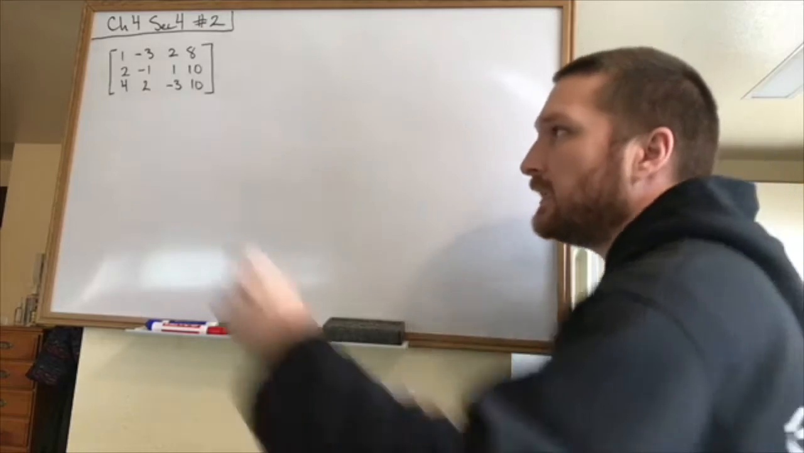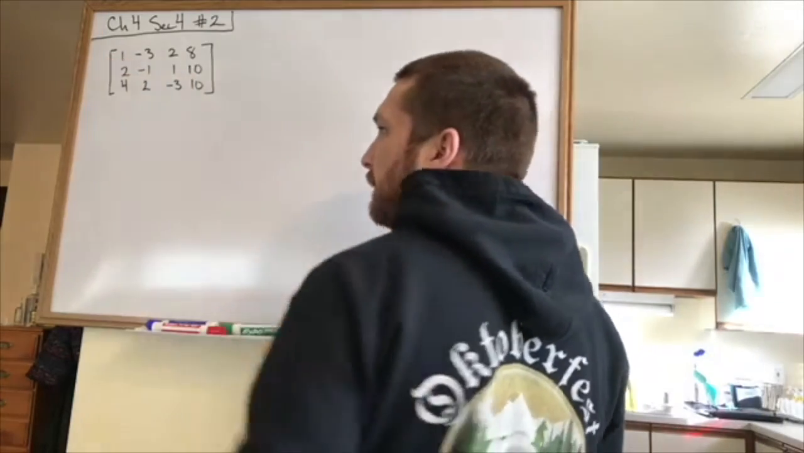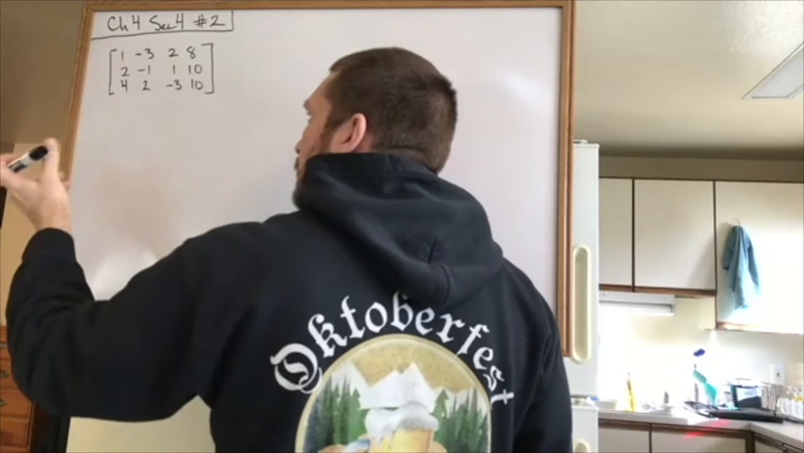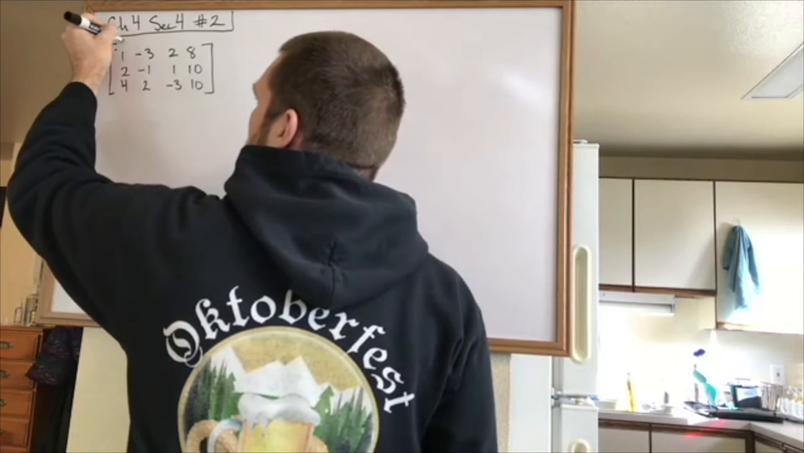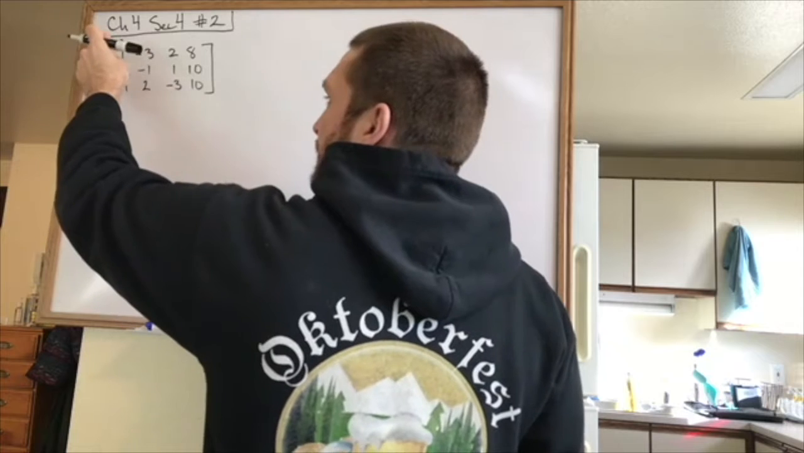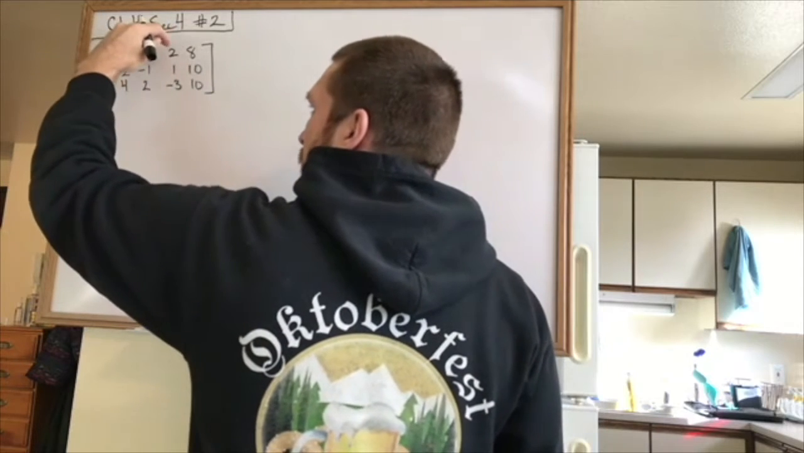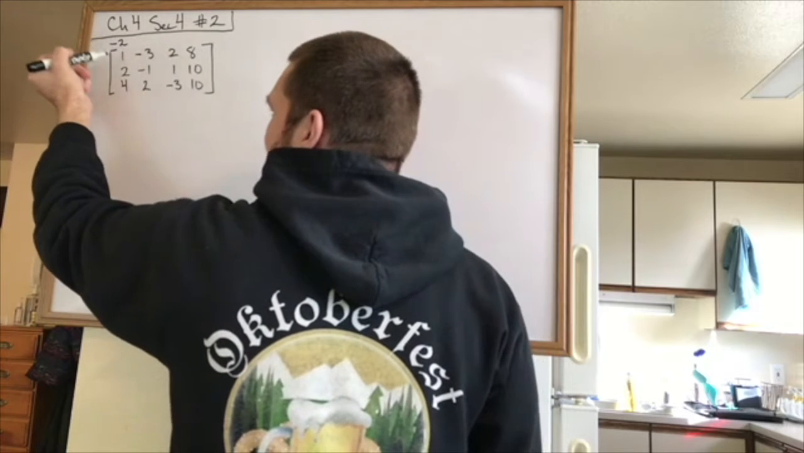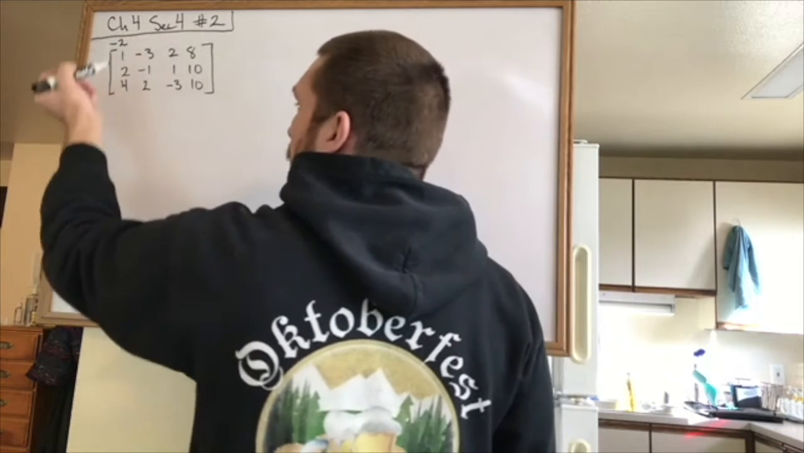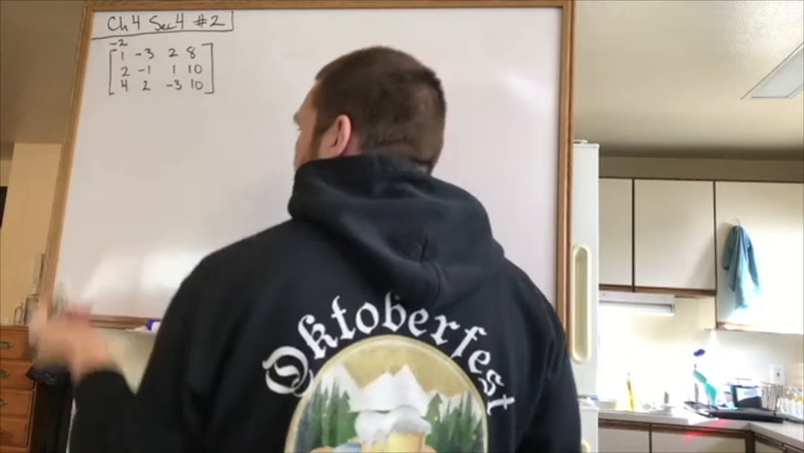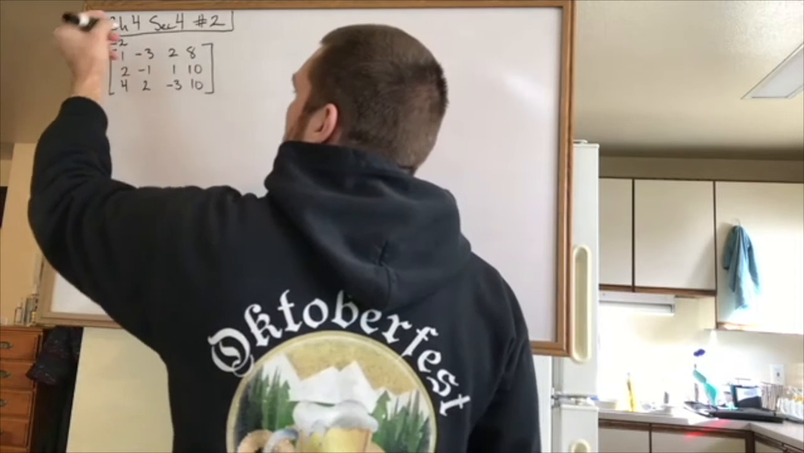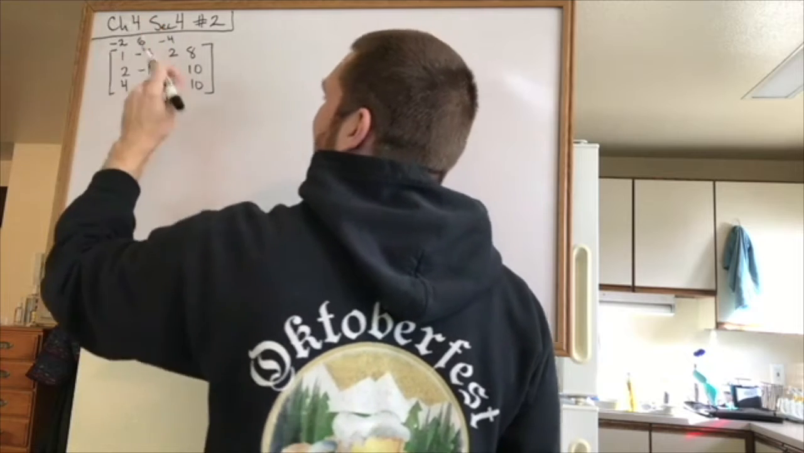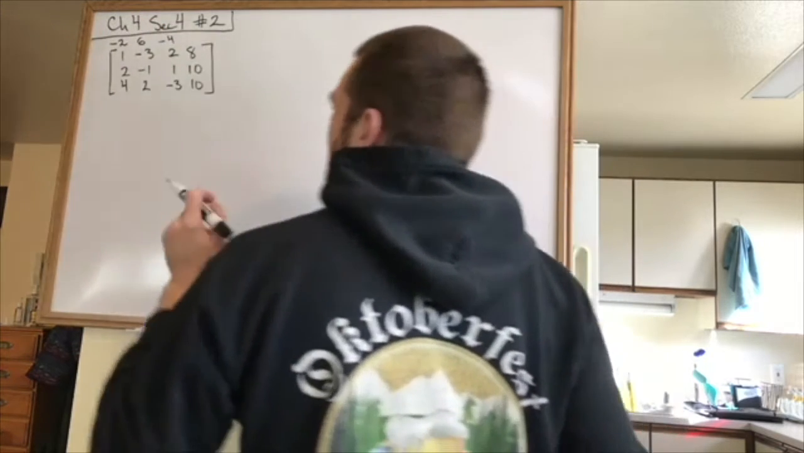So now I need to get zeros right here. The way I'm going to do that is think, okay, what plus 2 gives me a 0? Well, that will be a -2. And now that means I'm going to be adding this row to that row. I need a -2 right here, so I'm going to multiply that entire row through by -2. When I do that, -2 times 1 is -2. -2 times -3 is +6. -2 times 2 is -4. -2 times +8 is -16.